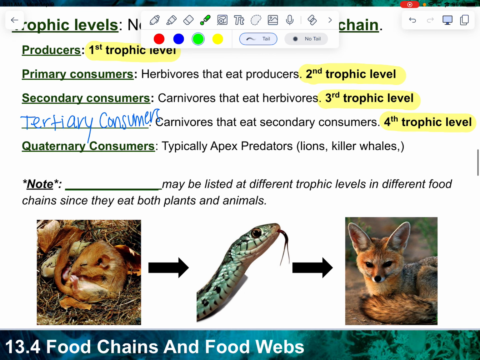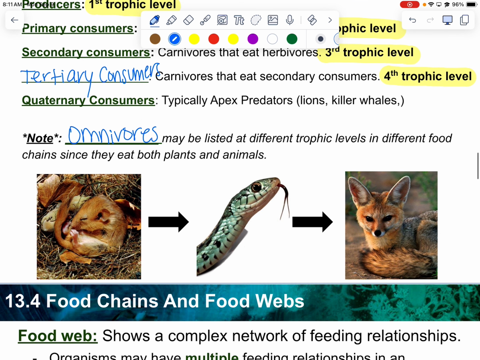Okay. And then the quaternary consumers are typically apex predators. Those are the ones that if you take them away, they will probably make a trophic cascade happen. We talk about the wolves in Yellowstone, right? That were removed, everything was impacted. And then you had an example today in your Socrative. So, the last blank here is going to be omnivores. They may be listed at different trophic levels in different food chains since they eat both plants and animals.